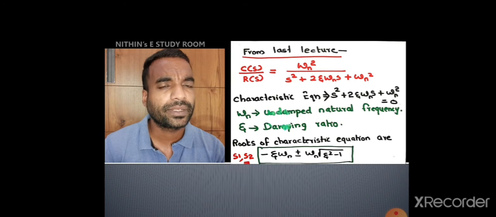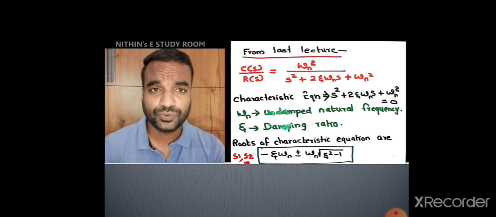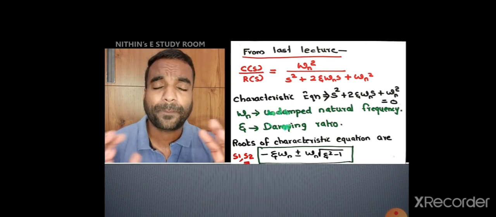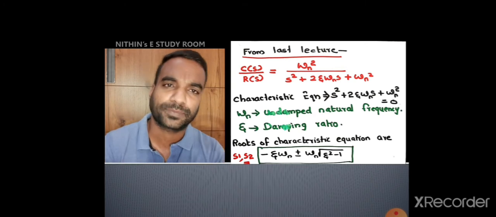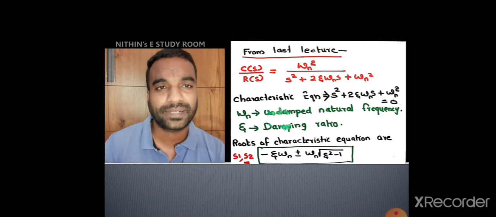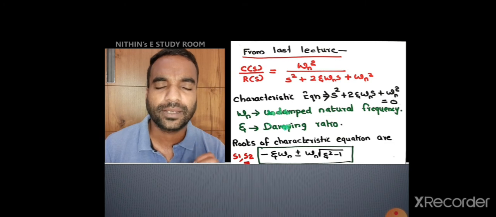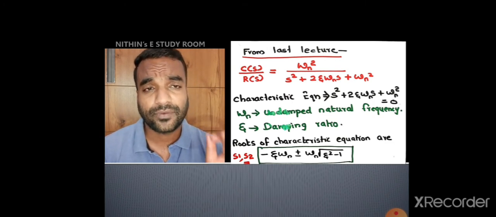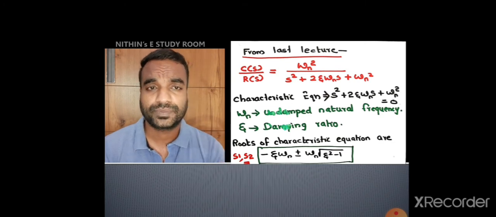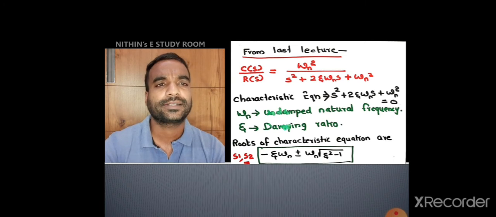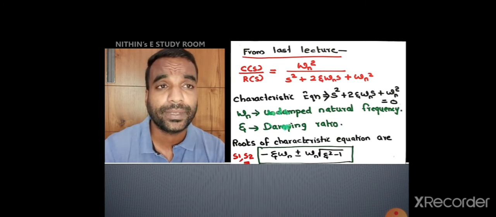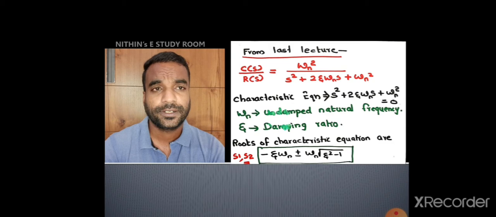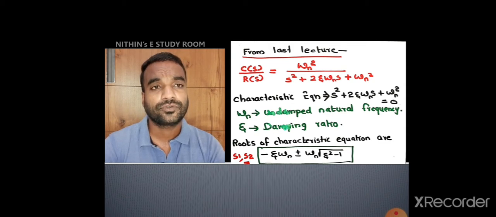Not only s square term, it may be s plus 1 into s plus 2. If we are opening the brackets, s plus 1 into s plus 2, it will also become s square, and s square term will be there. So the higher power of s will be 2. That is the condition. So C of s by R of s is equal to omega n square by s square plus 2 eta omega n s plus omega n square. This is the standard representation of a second order system.